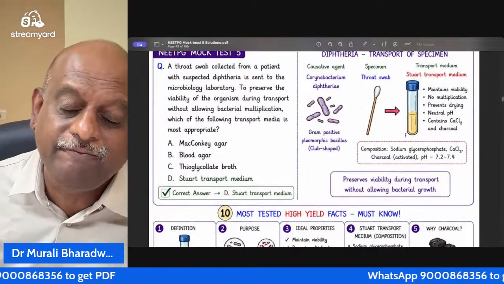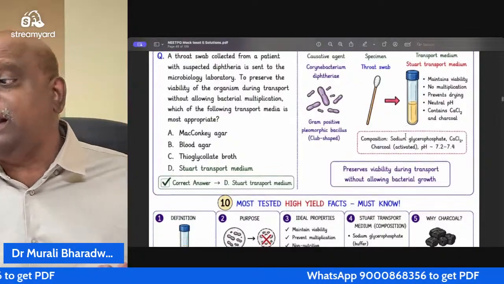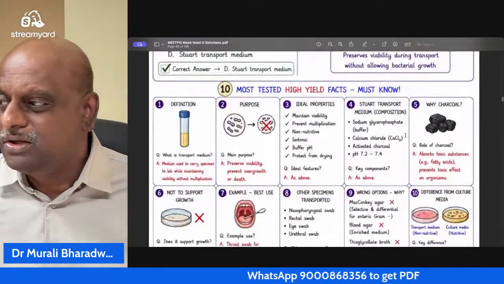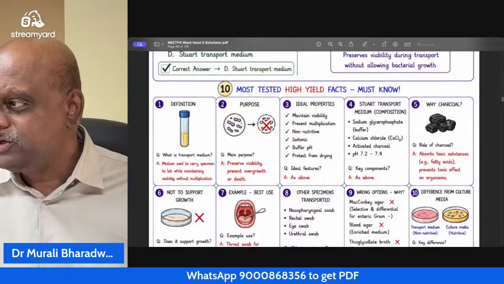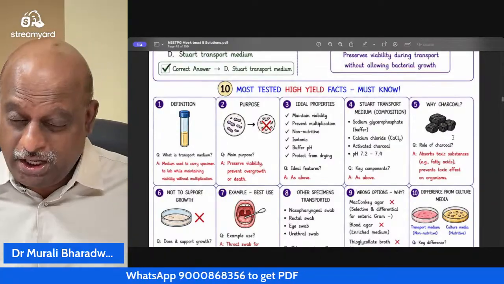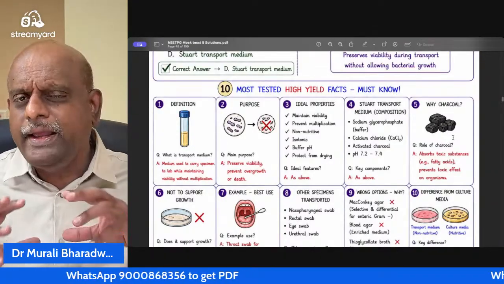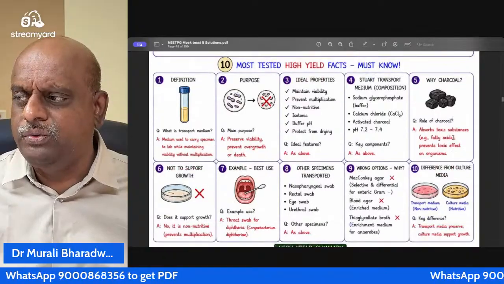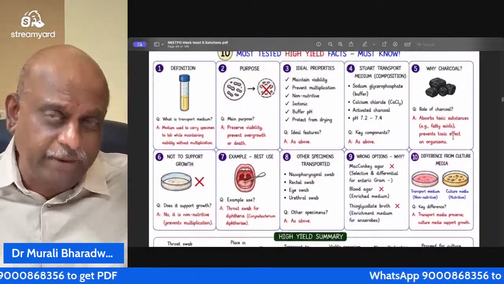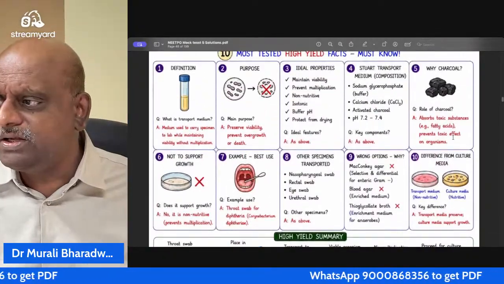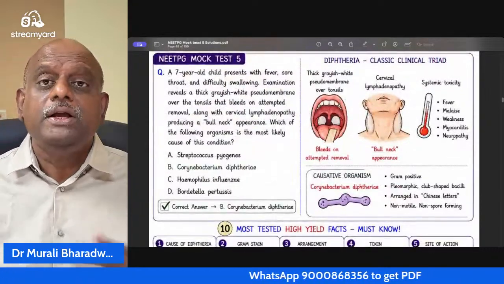A throat swab collected from the patient with suspected diarrhea. What is the transport medium for Corynebacterium? Stuart transport medium. Stuart में क्या होगा? Stuart में charcoal होगा. ये सब चीजें I leave you in the infographic PDF. Every mock test that I send you for you to remember.